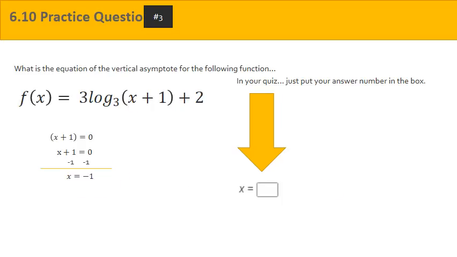All right, so on question 3, very similar, except you are finding the vertical asymptote. So take that stuff inside the parentheses, set it equal to 0. In this case, you're going to take the x plus 1, set it equal to 0, and you get x is equal to negative 1. That means your vertical asymptote is at x is equal to negative 1. So again, on your quiz, just put the number. Don't put x equals negative 1, just put the number. Okay, just the number.